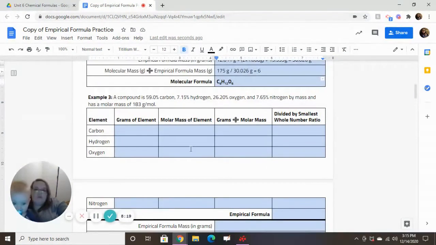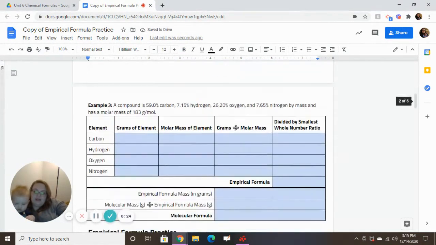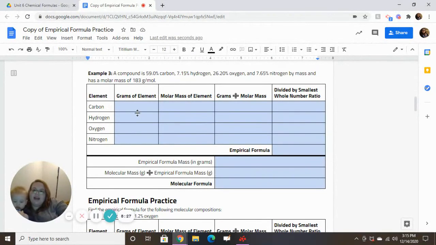Example number 3 has 4 elements in it, and I'm actually going to enter this down so it's all on one page. I think it's a little bit easier to read that way. All right, it says a compound is 59.0% carbon, so 59.0 grams carbon, 7.15% hydrogen, so 7.15. If I say oxygen, I meant hydrogen. 26.20% oxygen. And finally, 7.65% nitrogen. So again, I converted those all directly to grams.